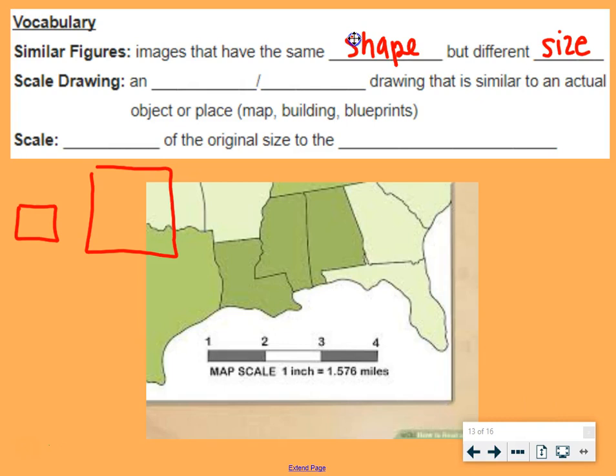Scale drawing. A scale drawing is an enlarged, which would mean bigger, or reduced, which would be smaller, drawing that is similar to an actual object or place. Examples of that would be a map. A map is a smaller sized version of the real world. A building, sometimes we draw a model of the building before we draw the big one. Blueprint, so before they build a house, they draw up a blueprint of it, which is a smaller drawing than the actual thing.